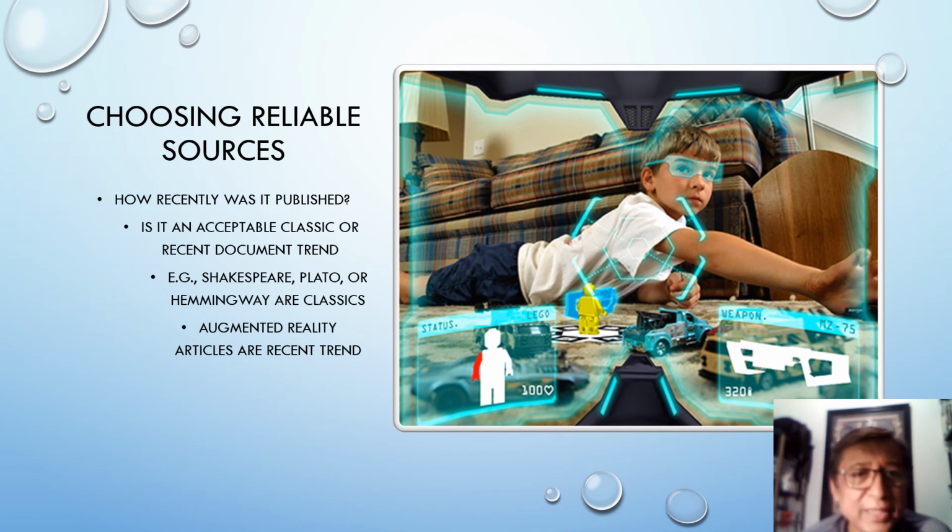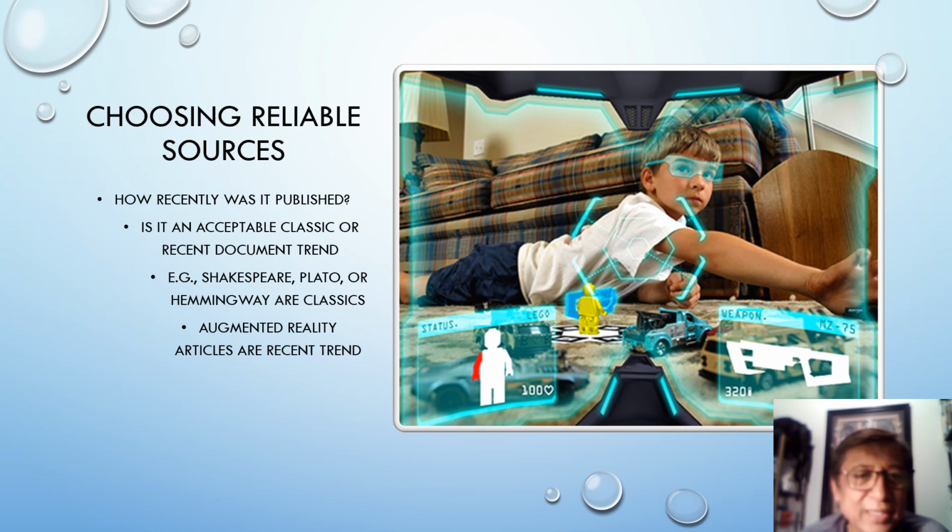And obviously, if they're an acceptable or classic type of document, and what I'm talking about is Shakespeare, Plato, Hemingway, those areas, especially in literature and philosophy, they don't change. We accept these as valid documents, and those authors who do research on these classic authors and write about their works, obviously, we accept those because they're classics.